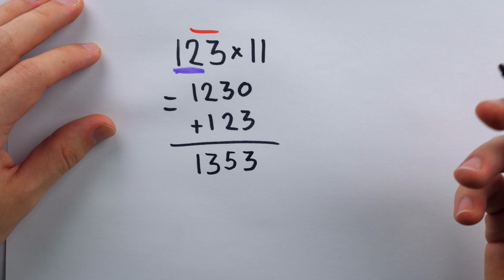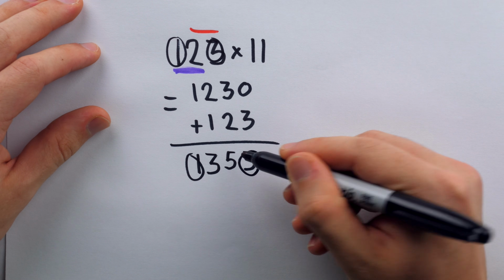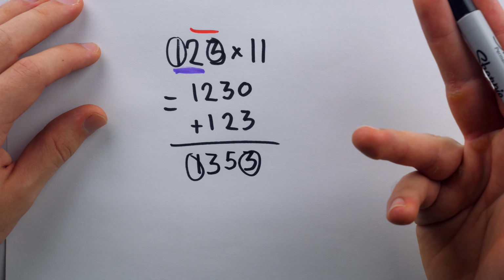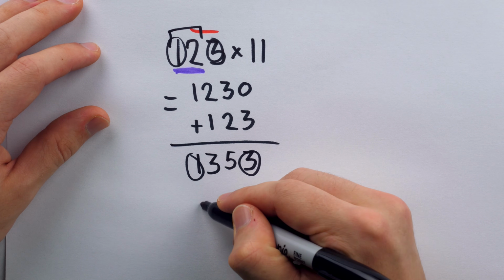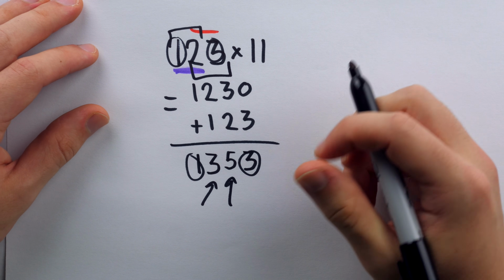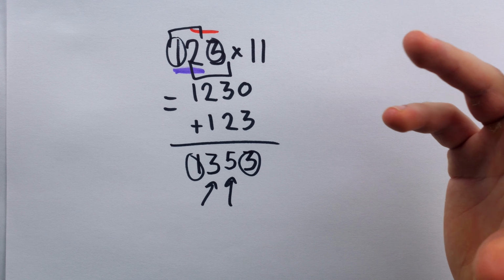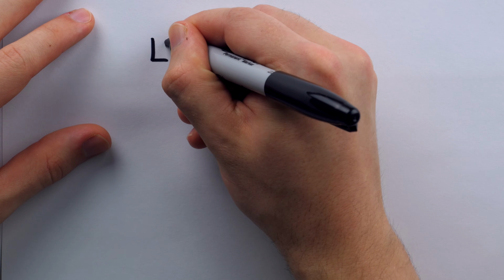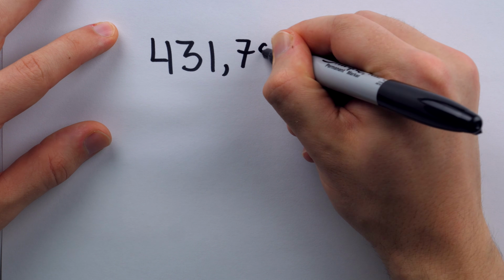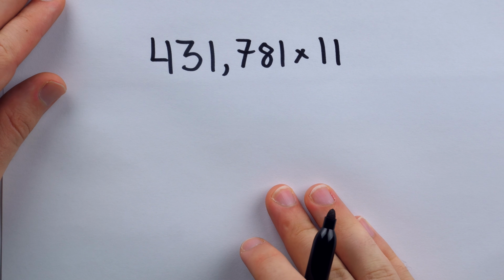Put simply, to multiply by 11, all we have to do is take the first digit and the last digit, those will remain the same, and for all the digits in between, just add adjacent digits. 1 plus 2 gave us 3. 2 plus 3 gave us 5. It's as simple as that. And with this process, you can rattle off multiplications with huge numbers being multiplied by 11. So let's try that process out on a bigger number, say 431,781. We'll multiply this by 11 using that same process from before.